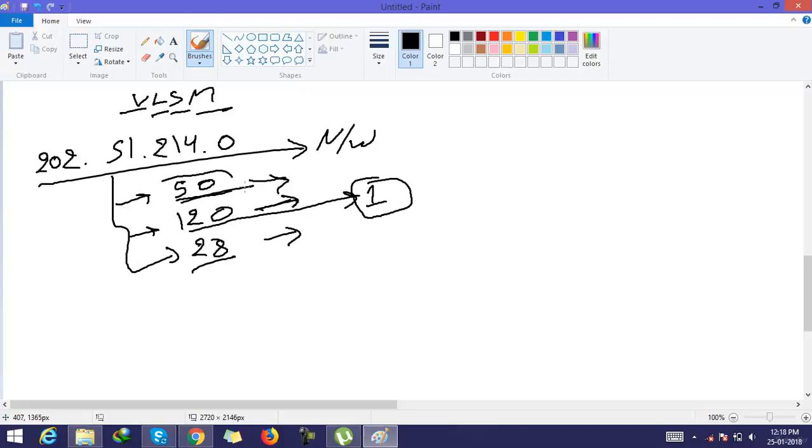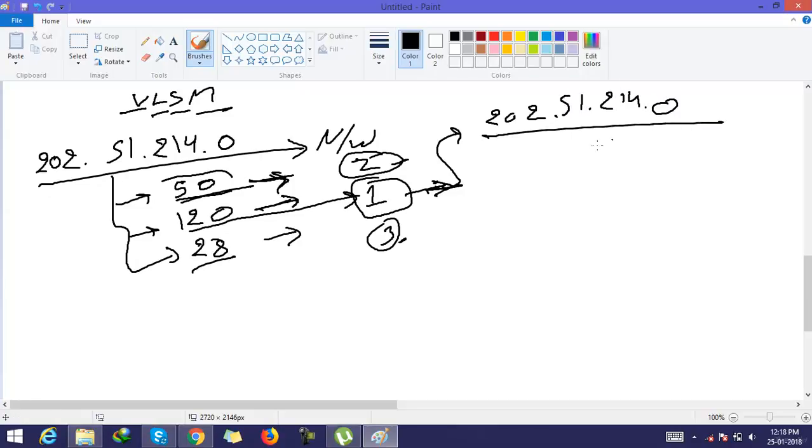So we need to select the maximum PCs LAN, that is this 50 PCs LAN. It becomes the second LAN and this is the third LAN. So we do subnetting for this LAN first. This is LAN number 1, this is LAN number 2 and this becomes LAN number 3. For LAN number 1, 202.51.214.0 is our network ID.